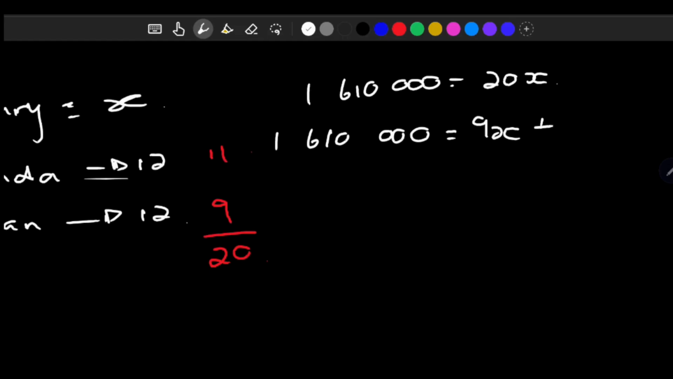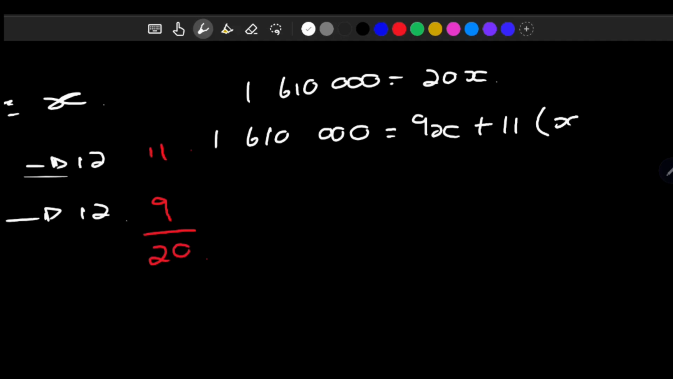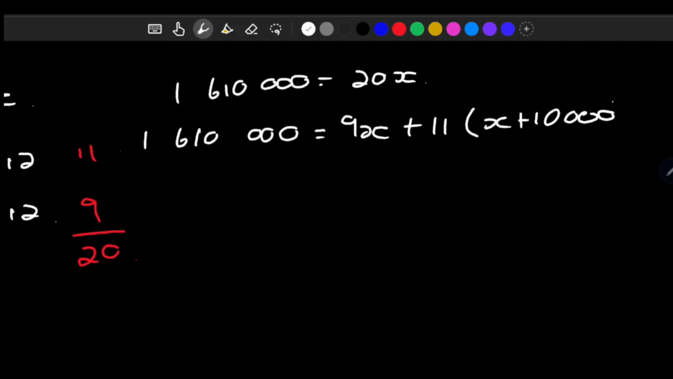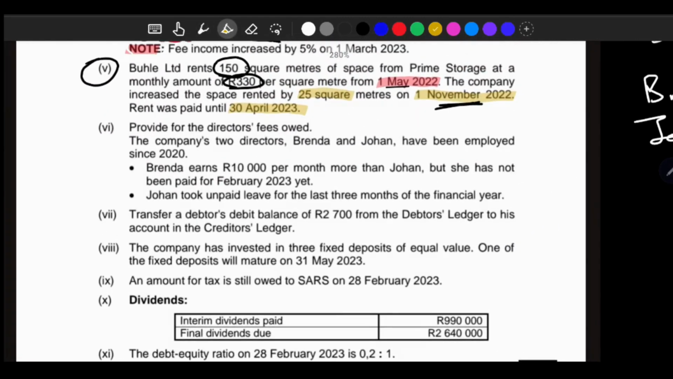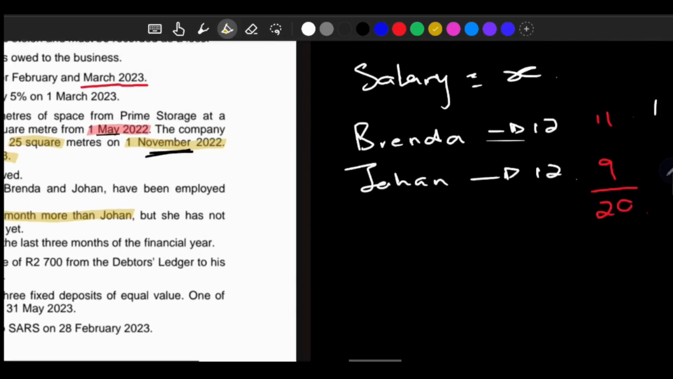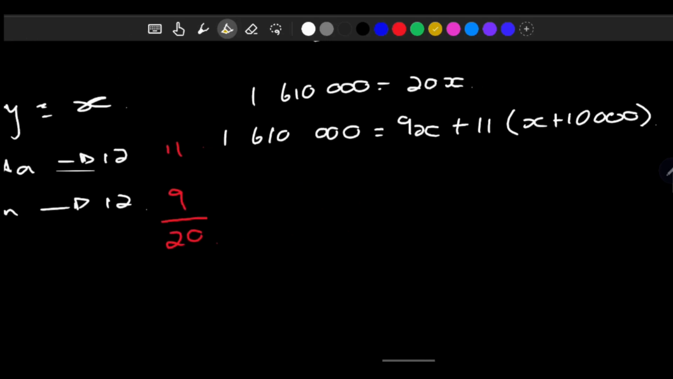Then for Brenda, it's 11, right? But then it's x plus 10,000, right? And where do you get the 10,000 from? Right there it tells us she earns 10,000 more than Johan, right? Remember we're saying that Johan earns x, so that means Brenda has to earn x plus 10,000, right?